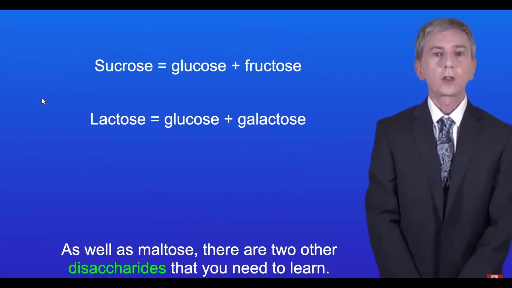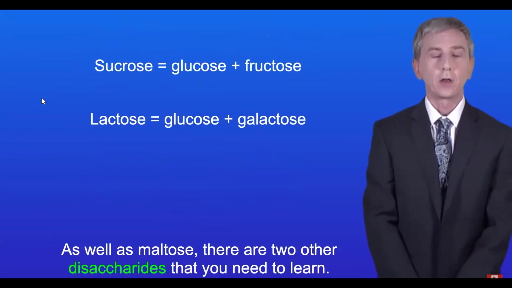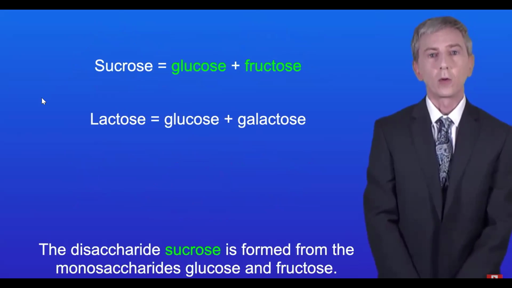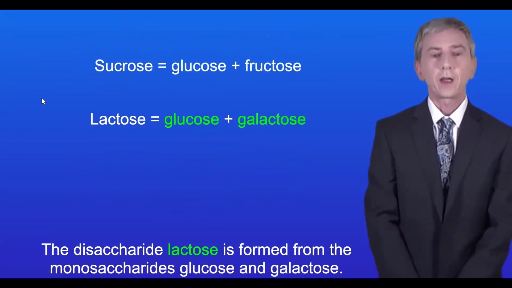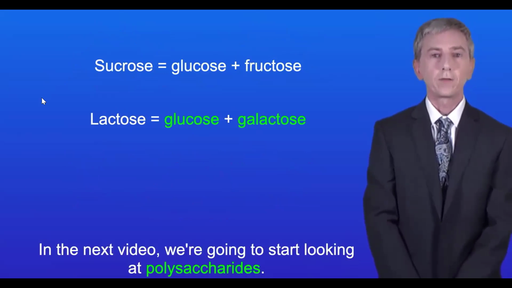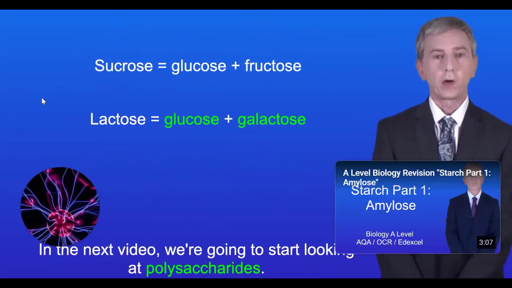Now, as well as maltose, there are two other disaccharides that you need to learn. The disaccharide sucrose is formed from the monosaccharides glucose and fructose, and the disaccharide lactose is formed from the monosaccharides glucose and galactose. Okay, in the next video, we're going to start looking at polysaccharides.